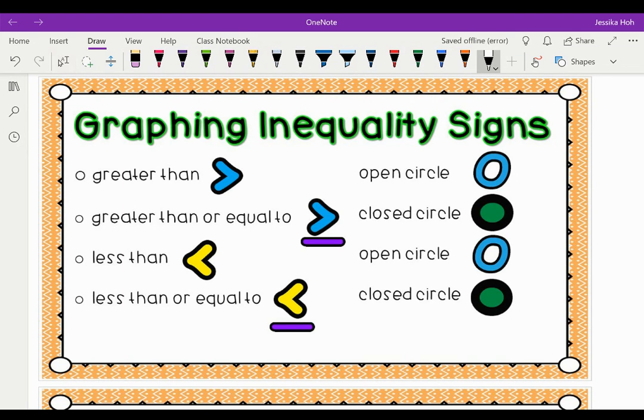Just a reminder, when graphing inequality signs, we use an open or closed circle. We use our open circle when we're talking about greater than or less than. And we use our closed circle when we're saying greater than or equal to or less than or equal to.